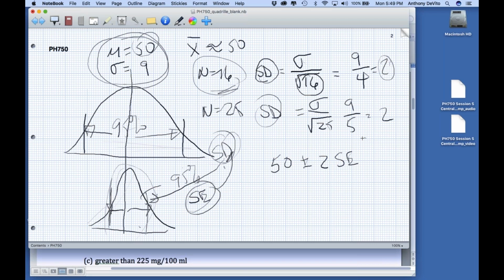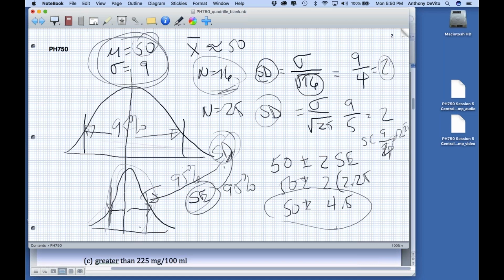So what do we say the standard error was? The standard error was 9 divided by the square root of 16, that turns out to be 4. That's 2 1/4, 2.25, right? So it's going to be 50 plus or minus 2 times 2.25, or in other words, 50 plus or minus 4.5. So I would expect 95% of the time that I would get a result that's between 46.5 and 54.5. That's 95% of the time.